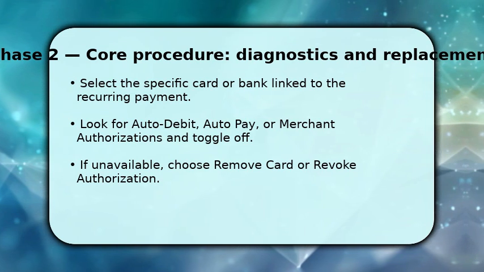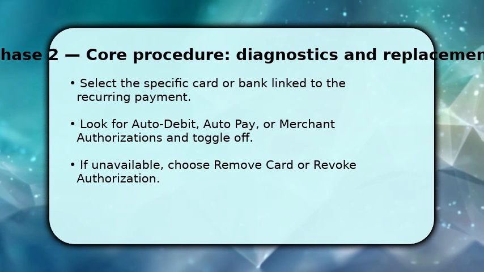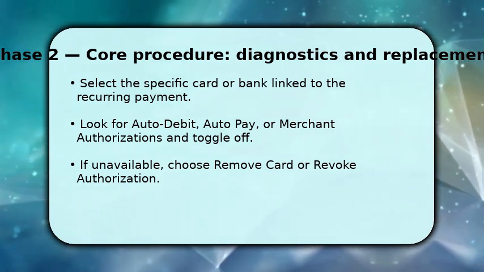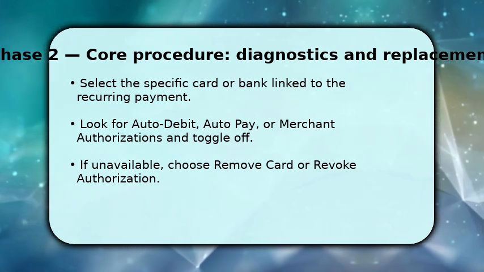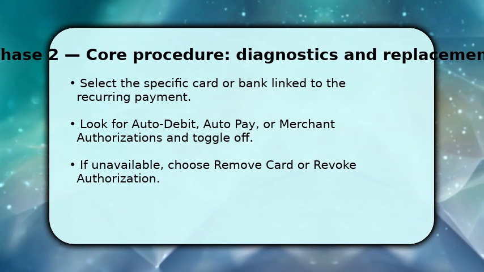You'll toggle off the auto debit switch to stop future scheduled charges. This cancels permission at the app level. If toggling isn't offered, tap Remove Card or Revoke Authorization to delete credentials. Make sure you confirm any prompts, otherwise the change won't save.